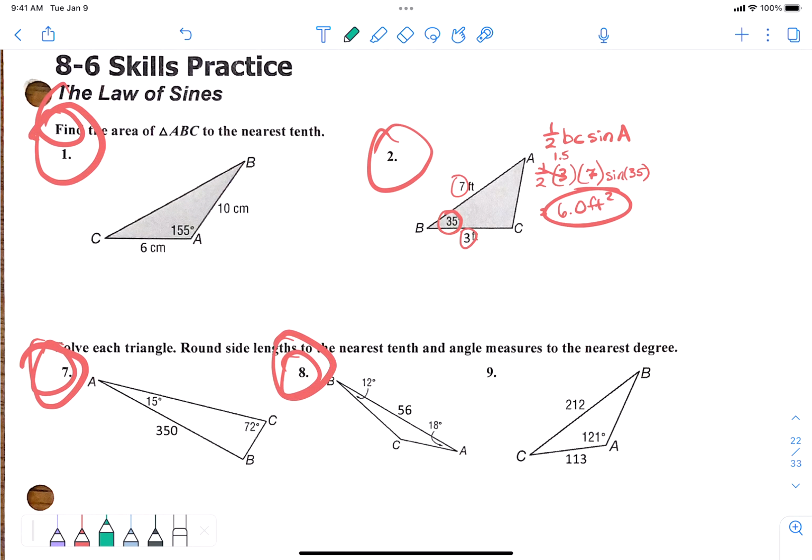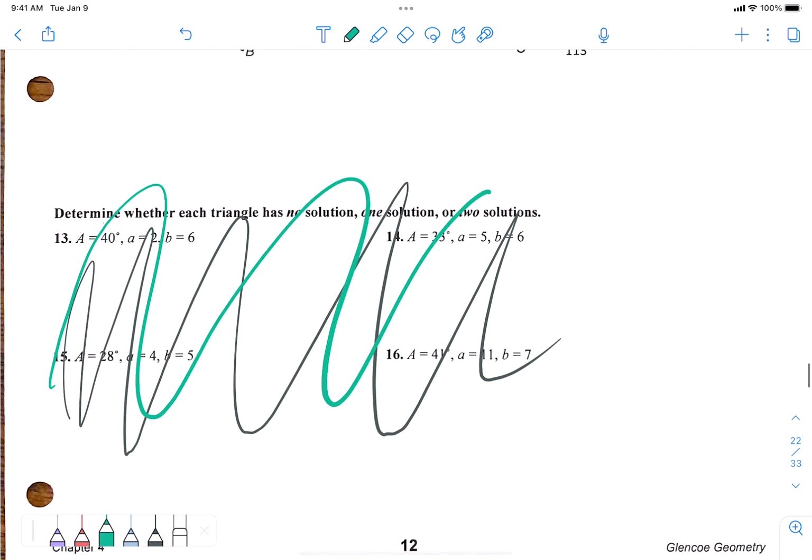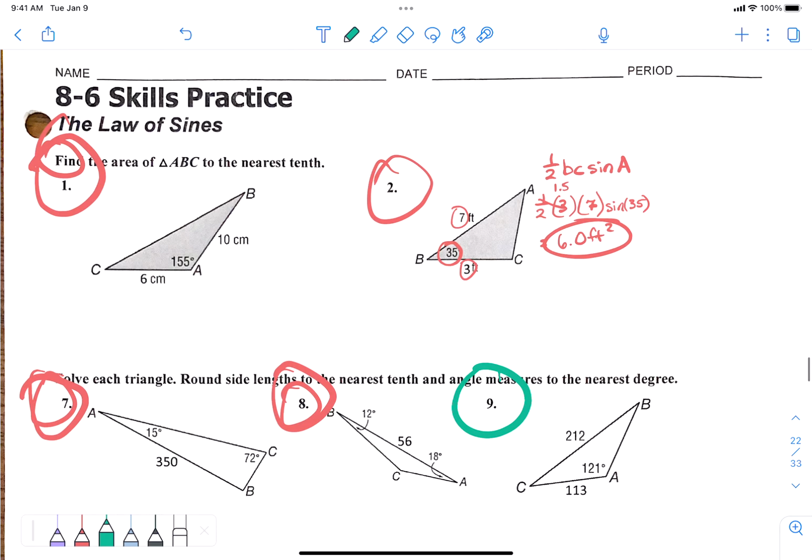All right, so I told you to do some homework problems on Monday. Not Monday. Friday or Thursday, something like that, Friday, okay? So on skills practice, you were supposed to do 1, 2, 7, and 8. I'm going to add 9 to that, okay? But you do not have to do 13 through 16. So none of those in the bottom. So just those top 5 on skills practice, okay?